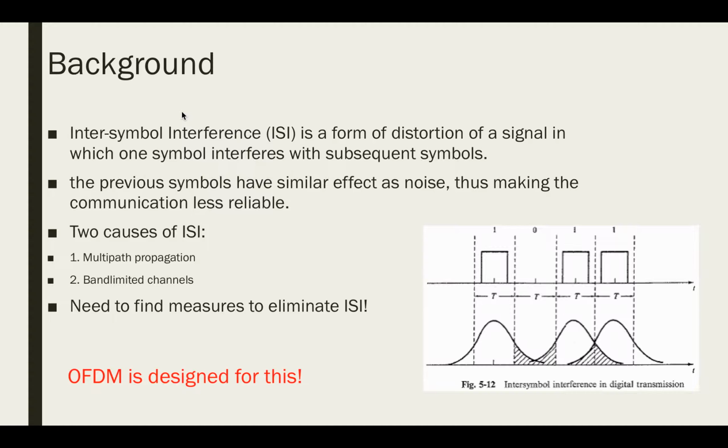There are two causes of ISI. The first one is multipath propagation, and the second one is band-limited channels. We need to find measures to eliminate ISI because we want our communication system to be more reliable. Actually, there are two methods for this. One is called equalization, and the second is what I will present today, the OFDM.